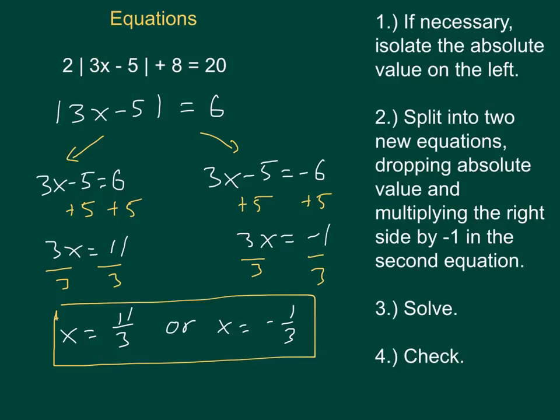3 times negative 1/3 would be negative 1. Negative 1 minus 5 is negative 6. The absolute value of negative 6, however, is positive 6. 2 times 6 is 12. 12 plus 8 is 20. So both of these solutions work, and we're good to go. So that's how you solve an equation that involves an absolute value. Follow these 4 steps.